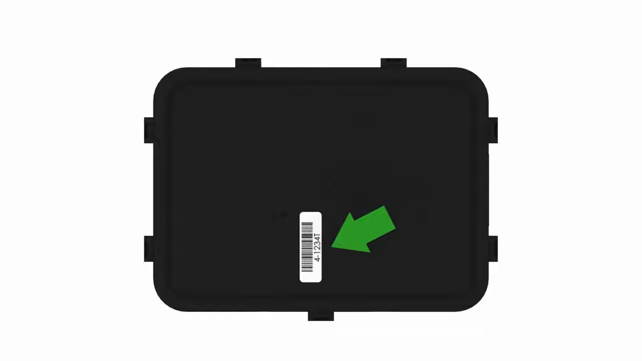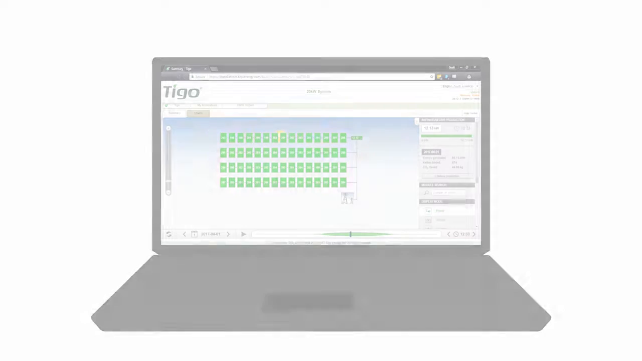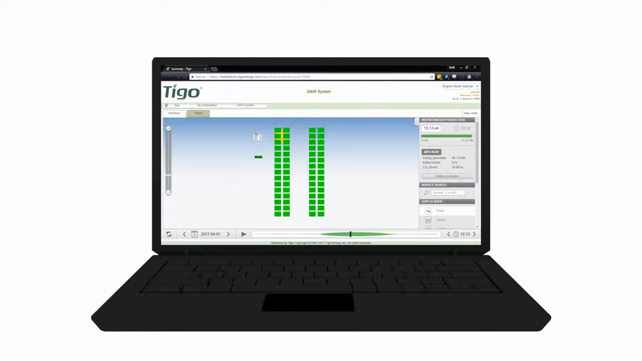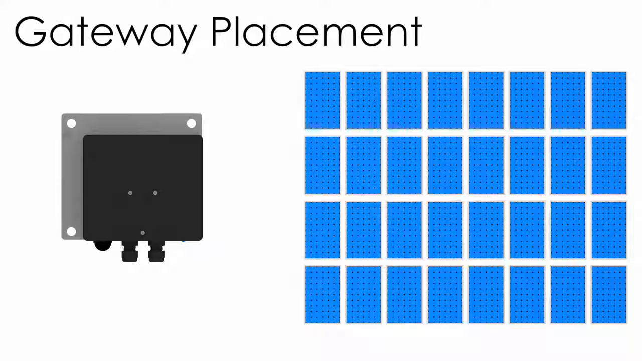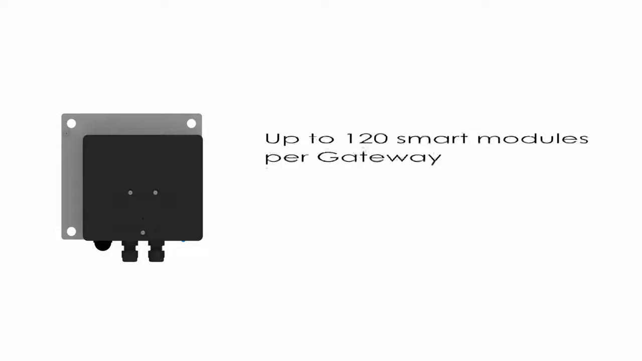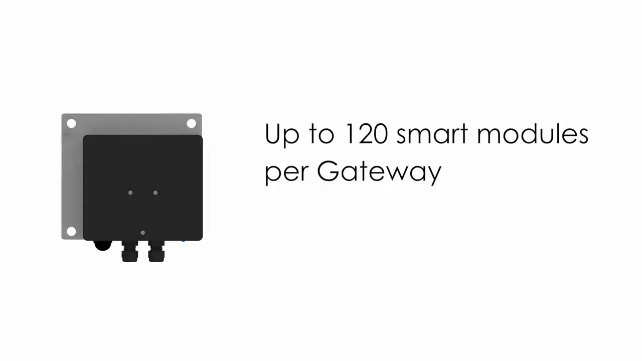While installing the TS4 Smart Modules or TS4R add-on units, record their locations by removing the barcode sticker and placing it on a string template or system map. Making a physical map of the system is optional, but improves its appearance in the monitoring portal. While installing the modules, select a location central to the array for placement of the gateway. Gateways can communicate wirelessly with up to 120 smart modules within a 50-foot or 15-meter radius.